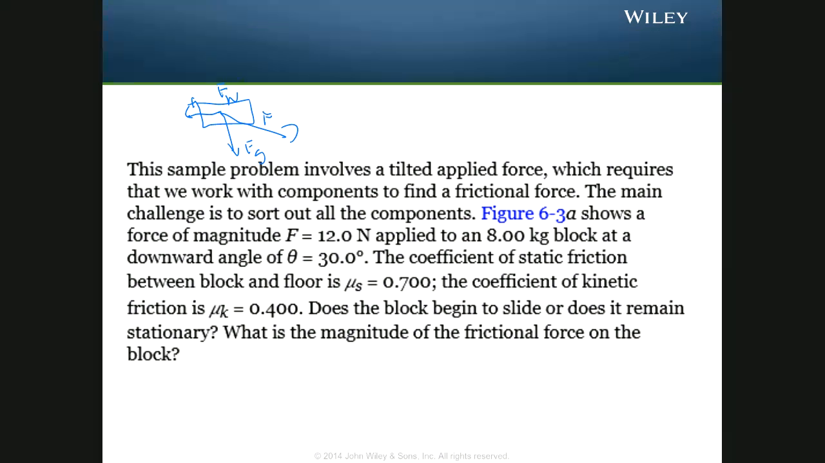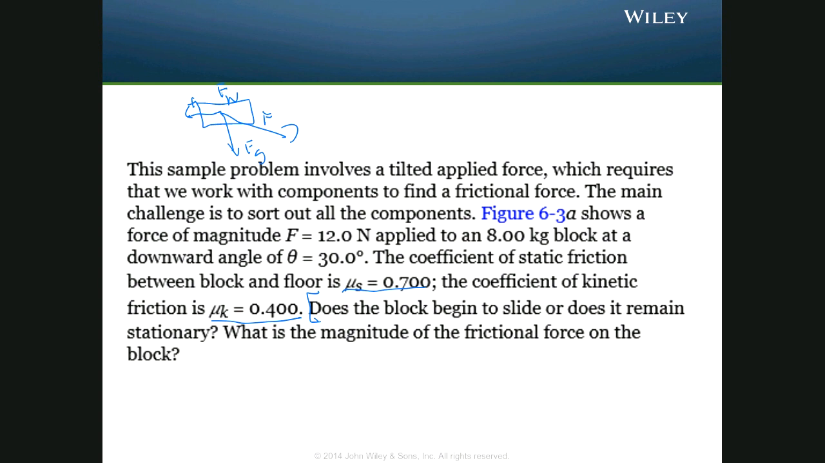So basically, to answer this question, we have to ask ourselves, does the block begin to slide? The only way to do that is to figure out if the static friction maximum is met, right? So that will actually make this easier. I think I alluded to the fact that you could get confusing problems before. You'll notice you're given the coefficient of static friction and the coefficient of kinetic friction. But let's look here. The question is asking, does the block begin to slide?